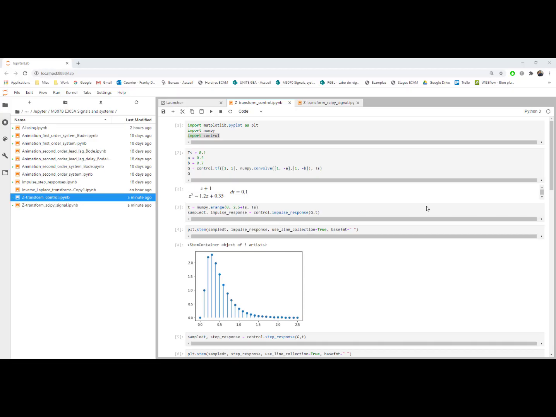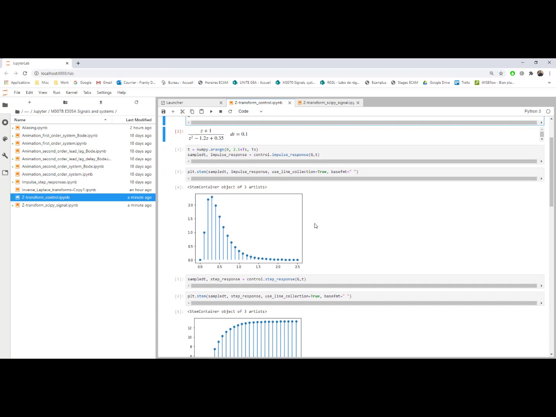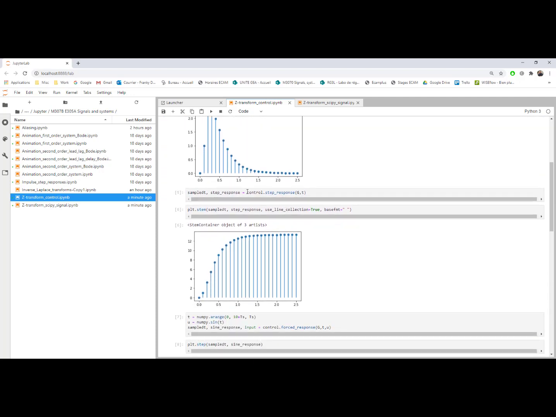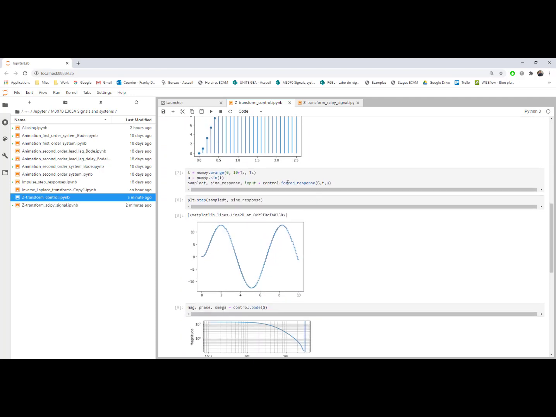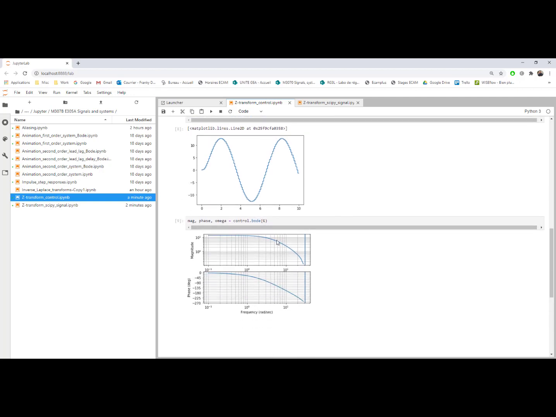Of course, you can also work with Python, here again in this JupyterLab environment of the Anaconda environment. So here you have a first example where the control package is used. You can see that the same example is used as previously, and it's possible to compute the impulse response, the step response, the response to a sine, and to compute the Bode diagram.